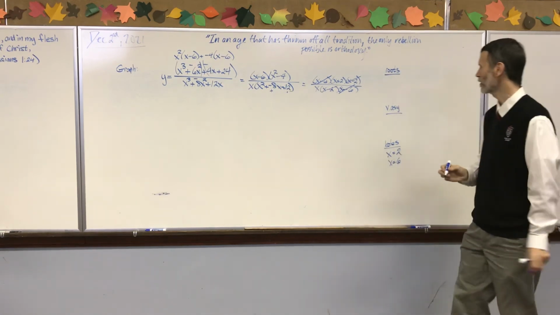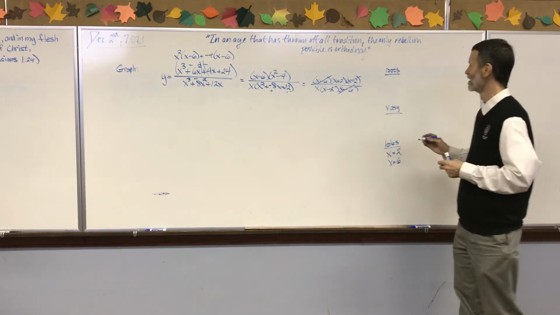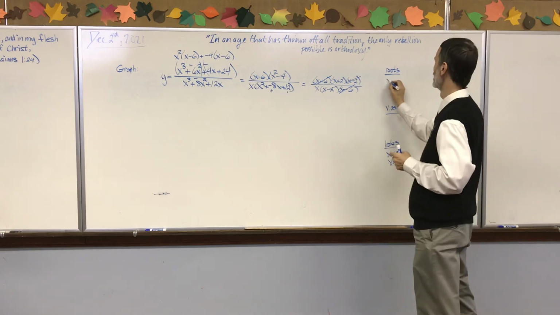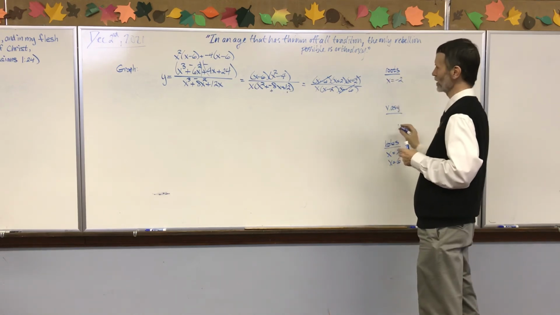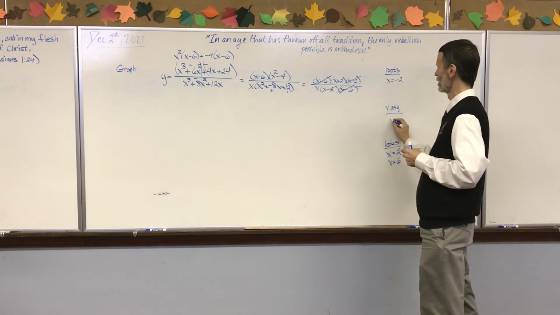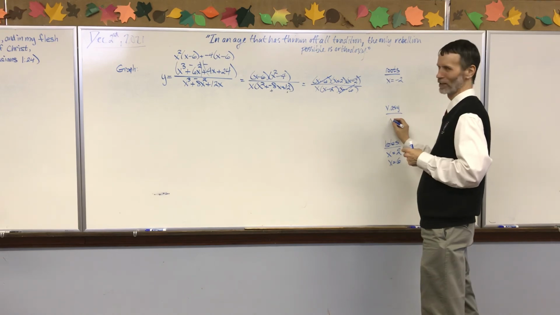Relatively exciting. So are there any roots? Yes. Where? X equals negative 2. Good. And then vertical asymptotes? It's boring, but it's there.